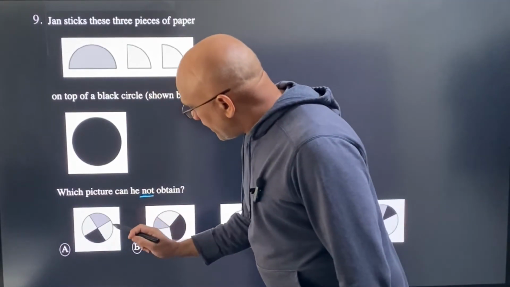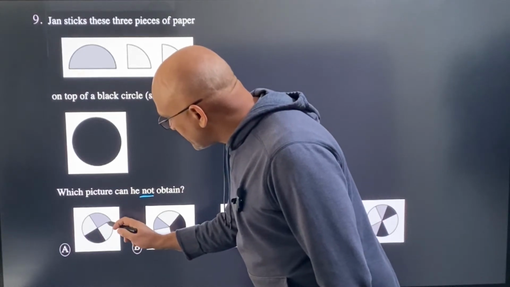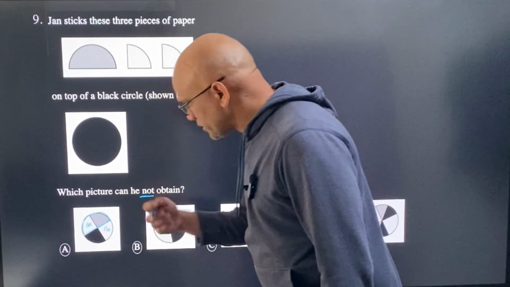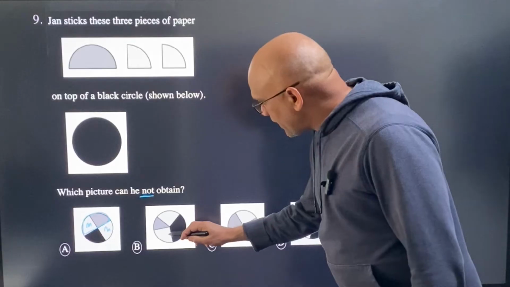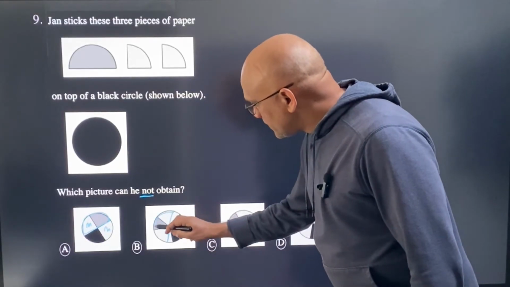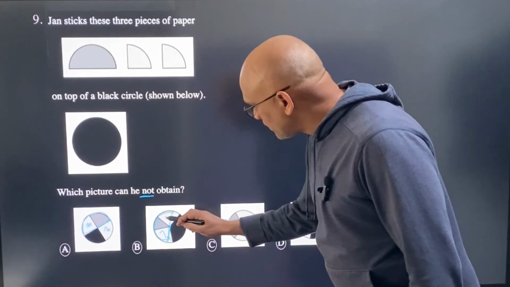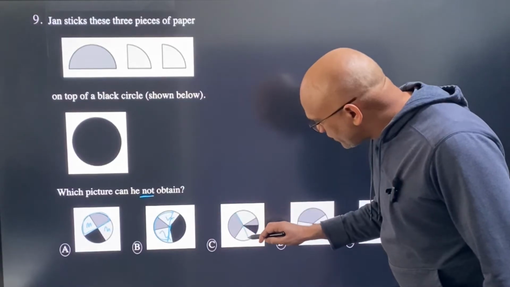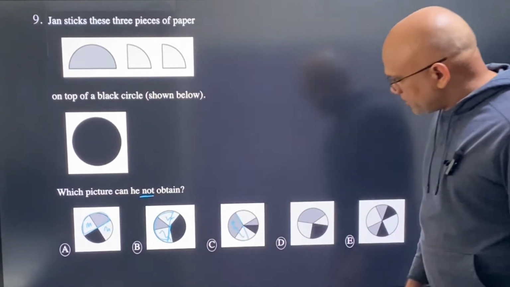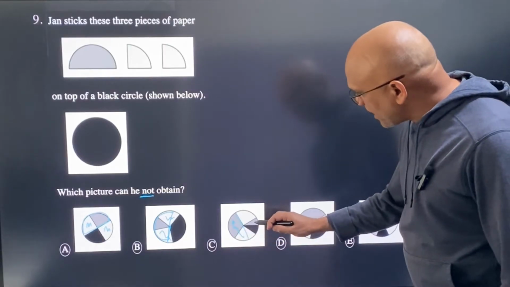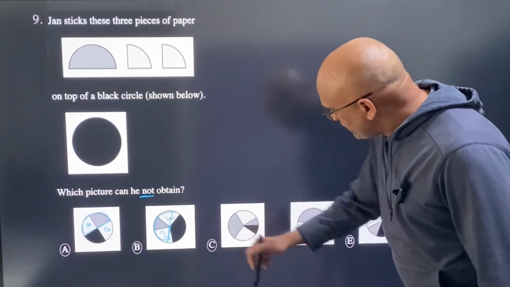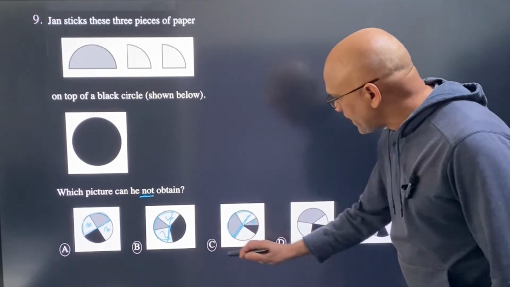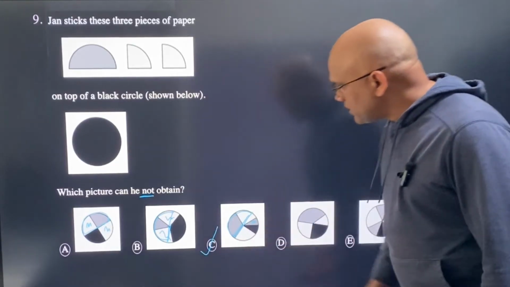So here I can have the gray semicircle like this, and this is the white quarter circle, so that will work. Here I can have the gray semicircle like this, and then this is the quarter circle, that's fine. Here, if I have the gray semicircle like this, I cannot have gray here again, right? Or if I want to have the gray semicircle like this, I still cannot have the gray here again. So looks like this we cannot make. So C is the correct choice.